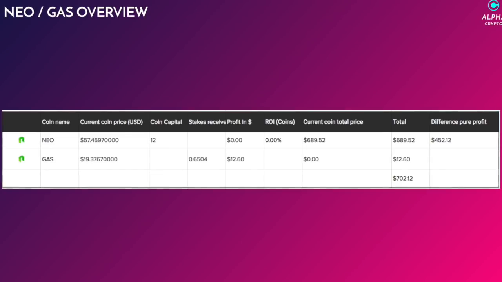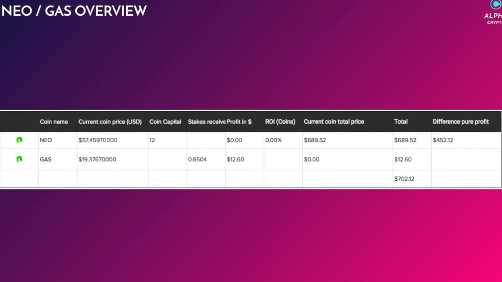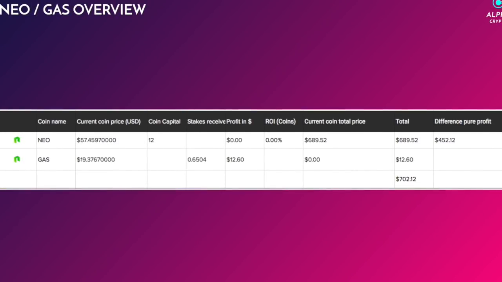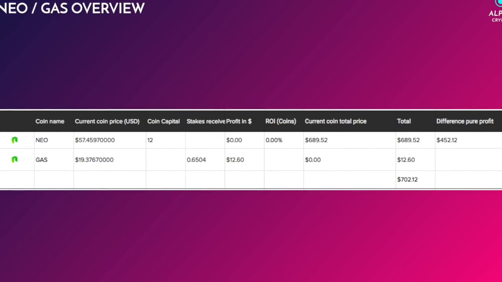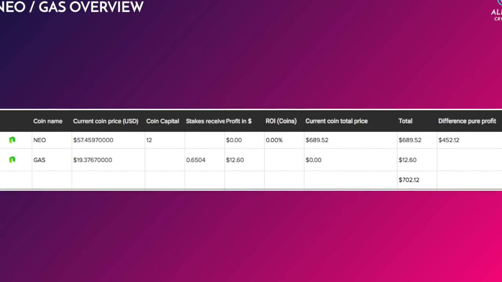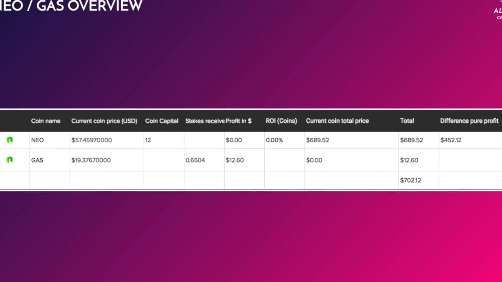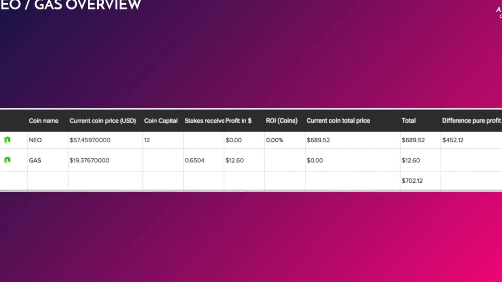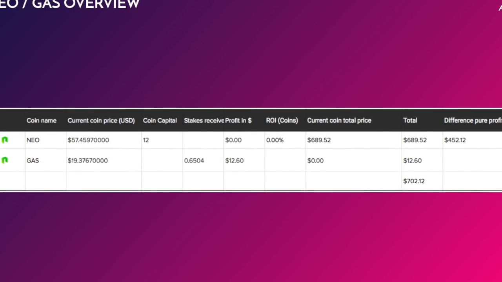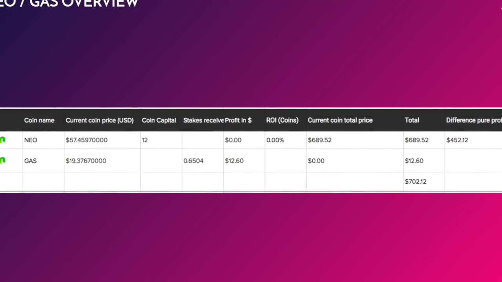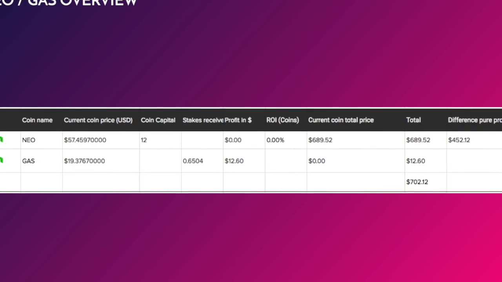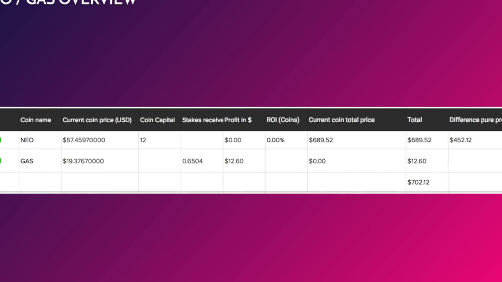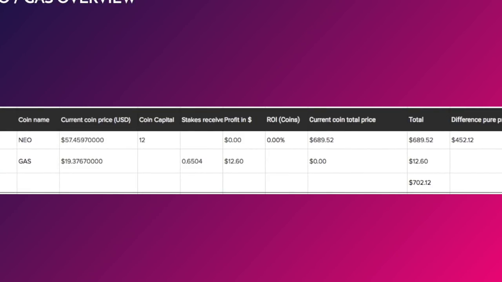So having a look at the total stakes in profit, we've made $12.60, and that gives us a total of... So if we include the price of NEO and the gas together, that gives us 702.12 minus 250 gives us a pure profit of $452. Still in profit, however, I think it's a good price to come in.